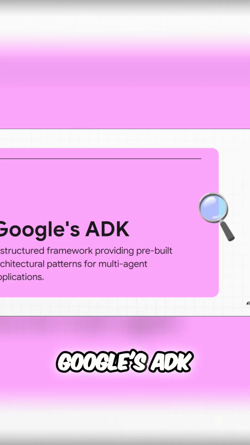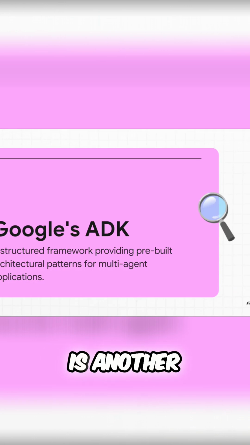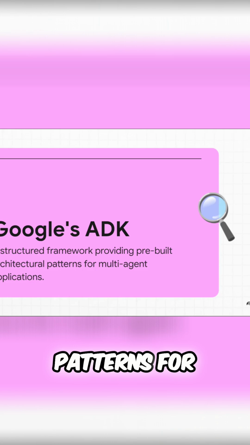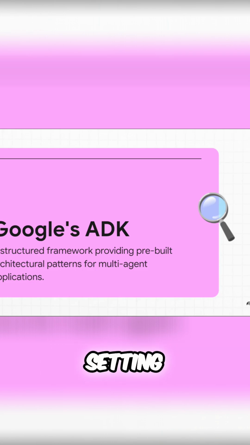Google's ADK, or Agent Development Kit, is another great example of this high-level approach. If LangGraph gives you the individual bricks, think of ADK as giving you a pre-built factory assembly line. It provides these structured, ready-to-go patterns for getting agent teams to work together efficiently, especially in a real production setting.